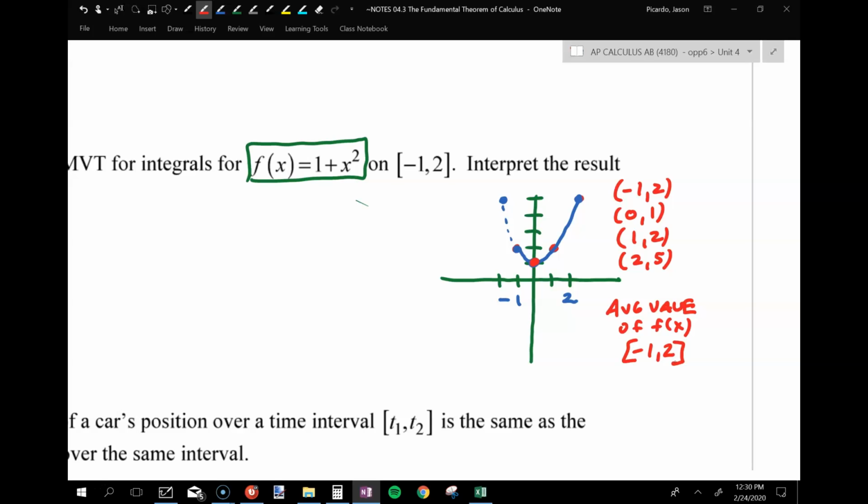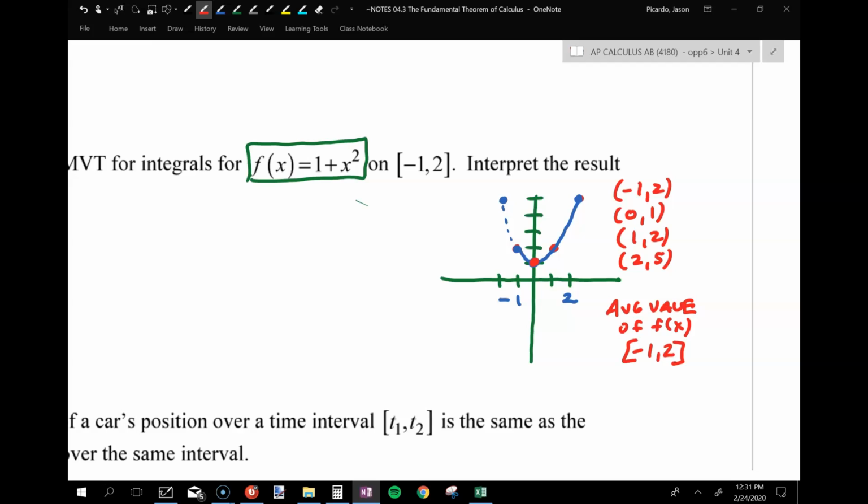They might take these y values and do what? Add them together, divide by 4. So they might say 2 and 1 is 3 and 2 is 5, 10 fourths. They might suggest the average value is 2.5. And would that be an okay way to think about it? It would be an okay way to think about it, right?